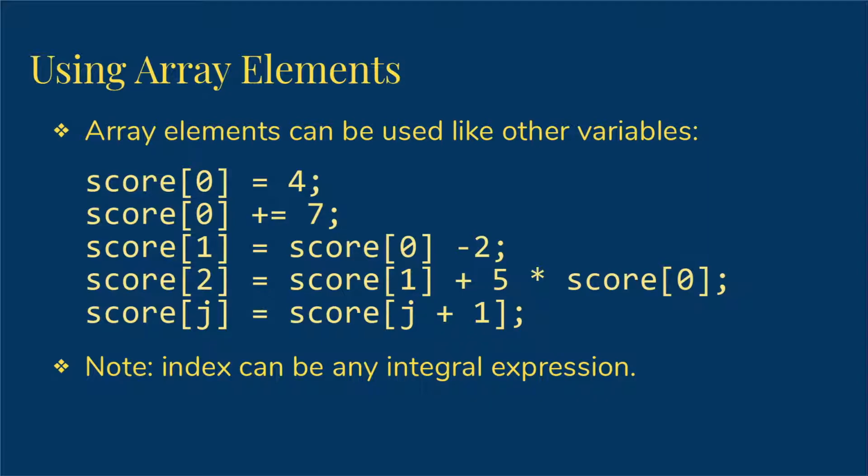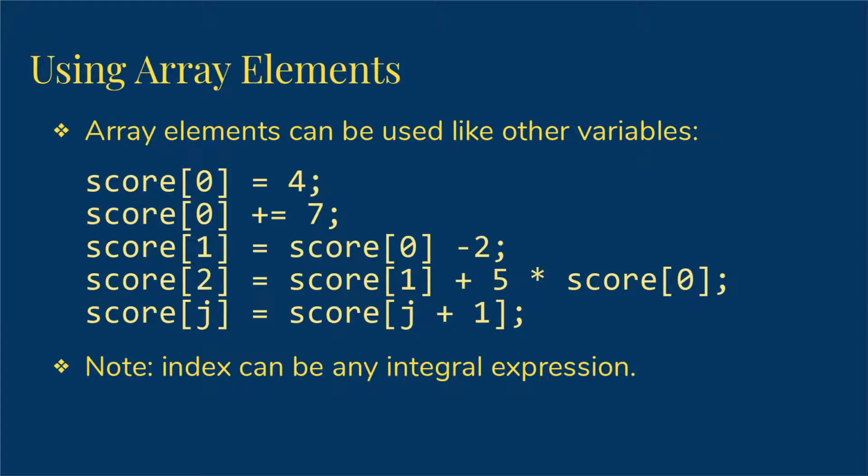Once we have our arrays and the elements in them, we can use array elements just like we use other variables. So here are a bunch of examples of using them in different ways. So score at 0 gets 4. We'll put 4 into the first element of the score array. Score at 0 plus equals 7. We'll add 7 to that. So at this point it would be 11 if we did these two things in a row.